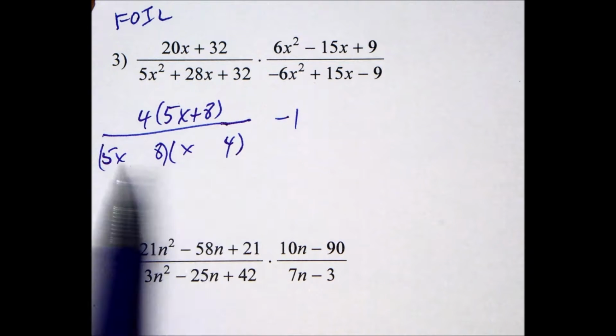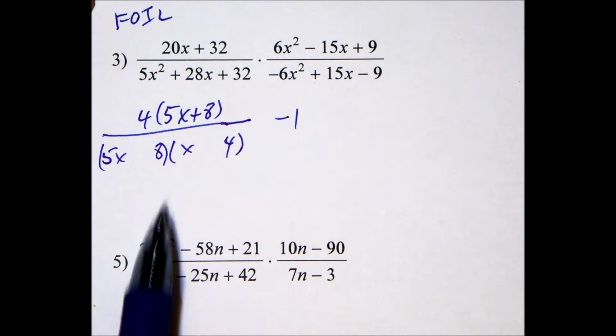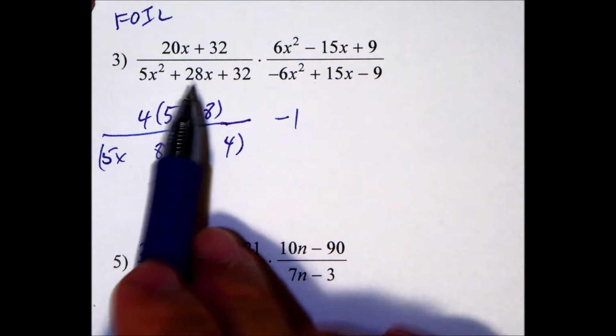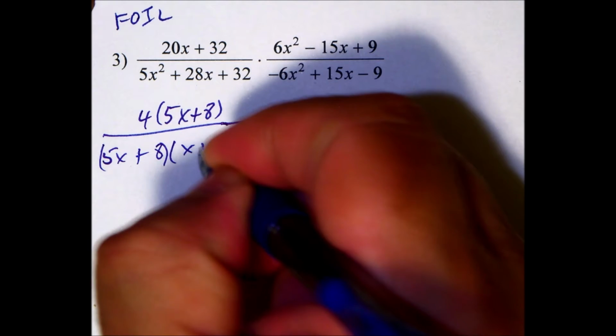Outside is 5x times 4. 5x times 4 is 20x, and 8 times x is 8x. So 20x plus 8x makes 28x. So it worked. All right. And they both need to be positive.